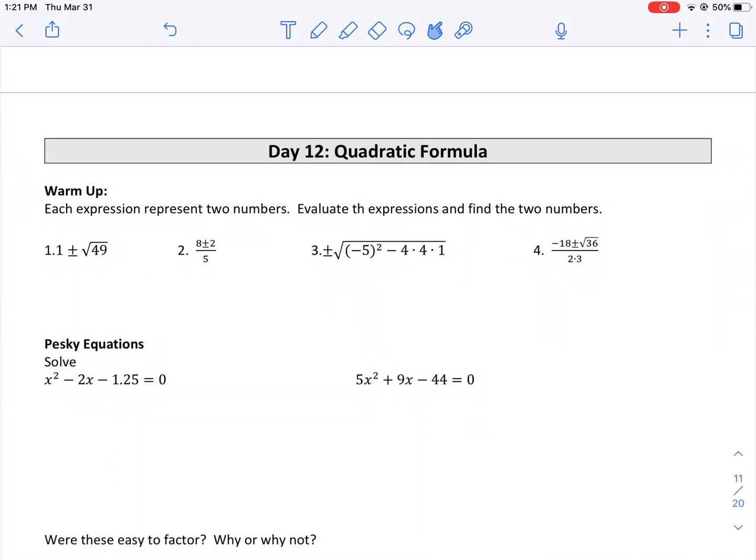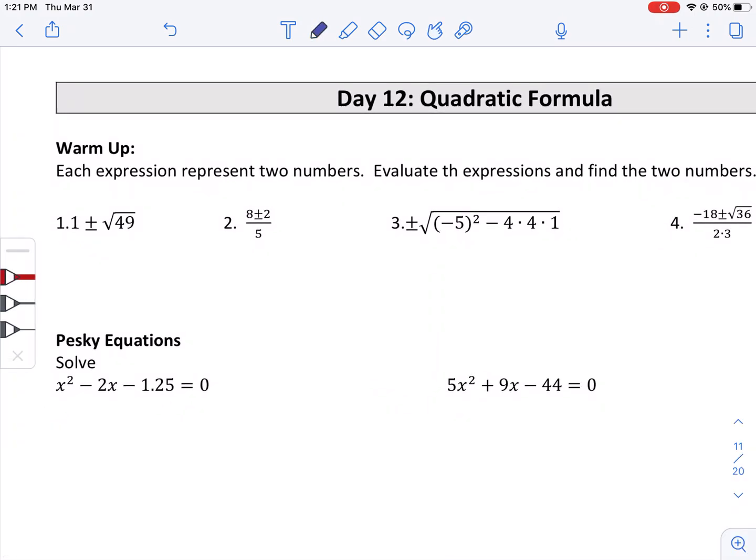First thing we're going to do today is warm up, which is to evaluate these expressions. So the square root of 49 is 7, so this is 1 plus or minus 7. That means we do two things, 1 plus 7 and 1 minus 7. So one answer is negative 6, and for 1 plus 7, our answer is 8.